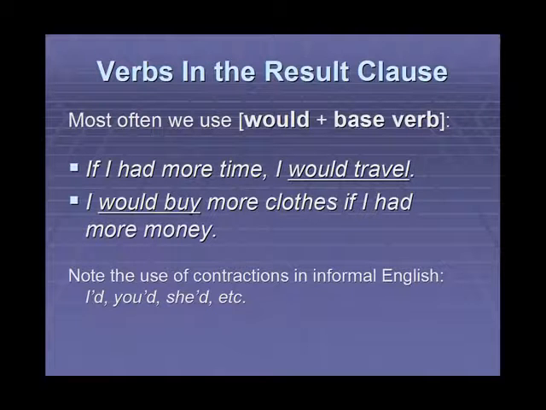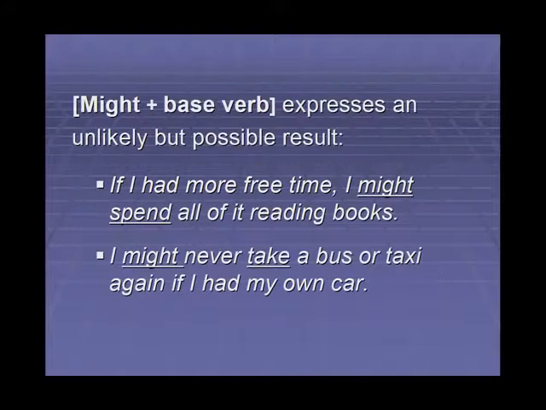Note the use of contractions in informal English. Either writing or speaking, we'll use I'd, you'd, she'd, etc. In addition to would, there's might plus the base verb, and this expresses an unlikely but possible result. For example, if I had more free time, I might spend all of it reading books. Or, I might never take a bus or taxi again if I had my own car.